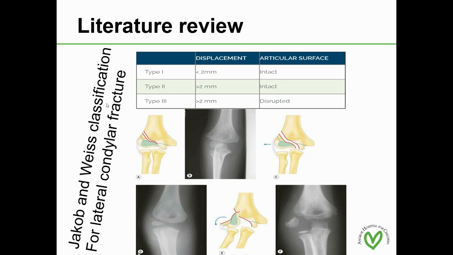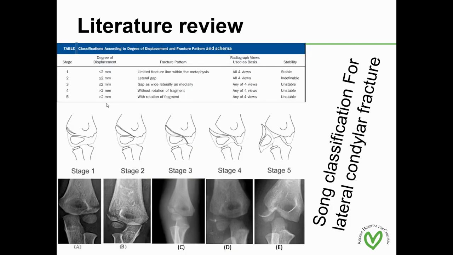According to the Jakob and Weiss classification, the lateral condyle fracture is divided into three subtypes, depending on how much displacement and how much the articular surface is involved. If we look at the Song classification, which depends on the degree of displacement, fracture pattern, and the stability of the fracture, we divide the lateral condylar fracture into five stages.